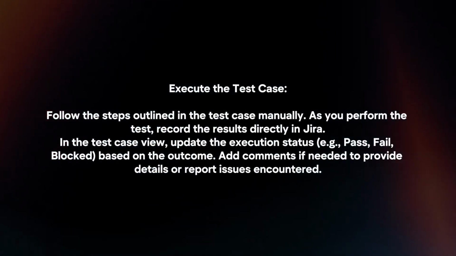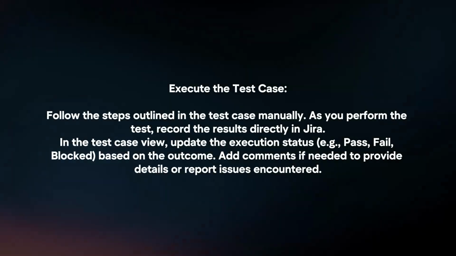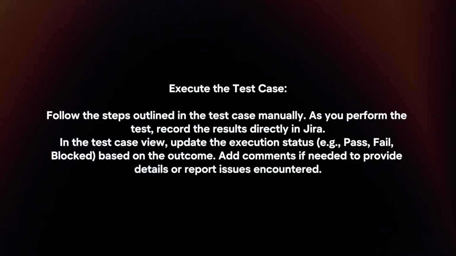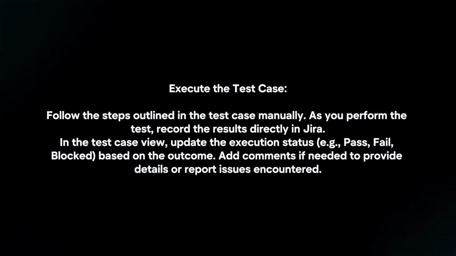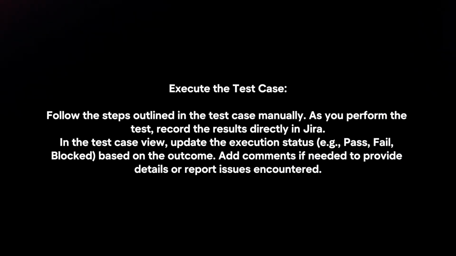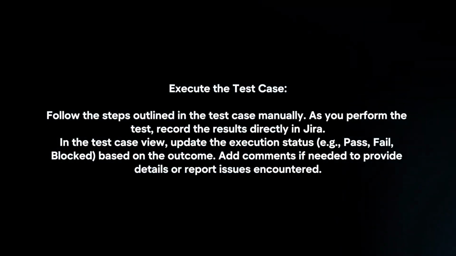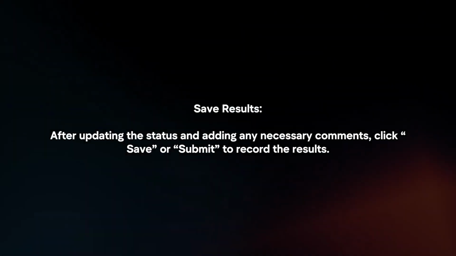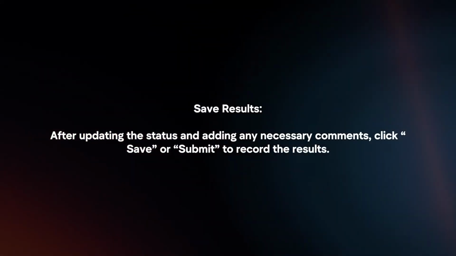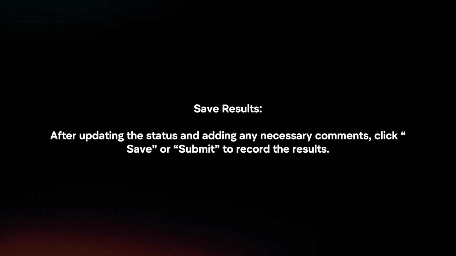As you perform the test, record the results directly in Jira. In the test case view, update the execution status based on the outcome. Add comments if needed to provide details or report issues encountered. Save results. After updating the status and adding necessary comments, click Save or Submit to record the results.